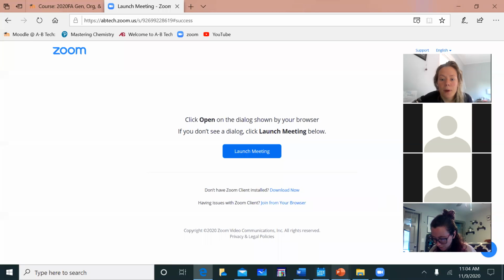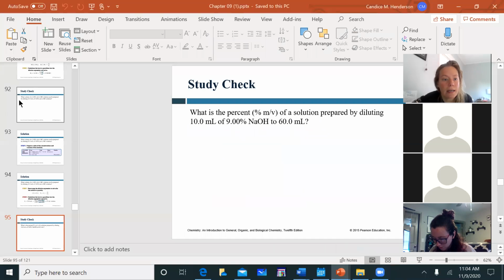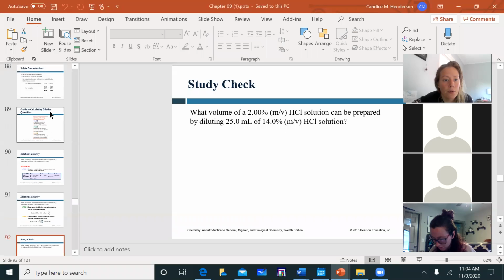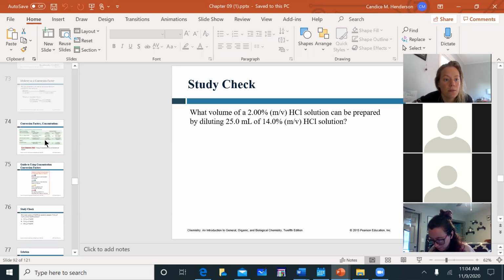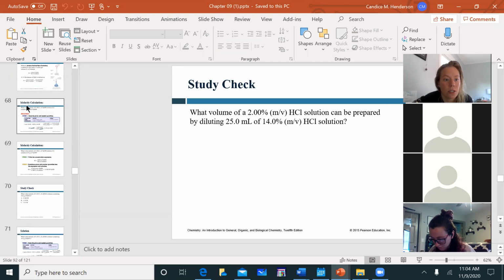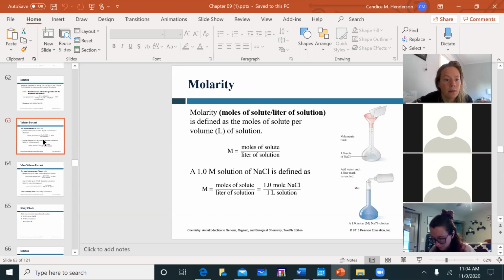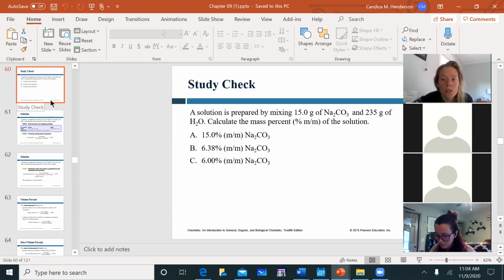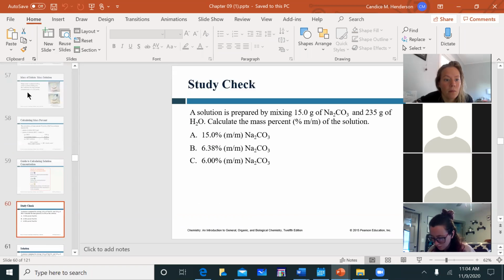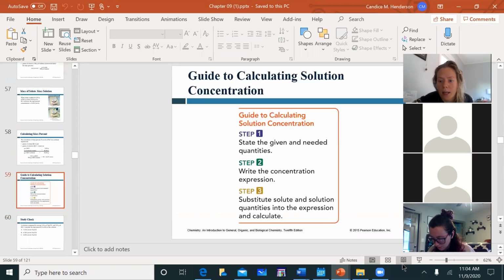So pulling up chapter 9, we left off, we were talking about concentrations, and the different ways that we can express concentration. So we were messing around with mass percent, right? Jordan, was that where we left off? I can only see your face. So yeah, okay, cool. So we were messing around with mass percent.